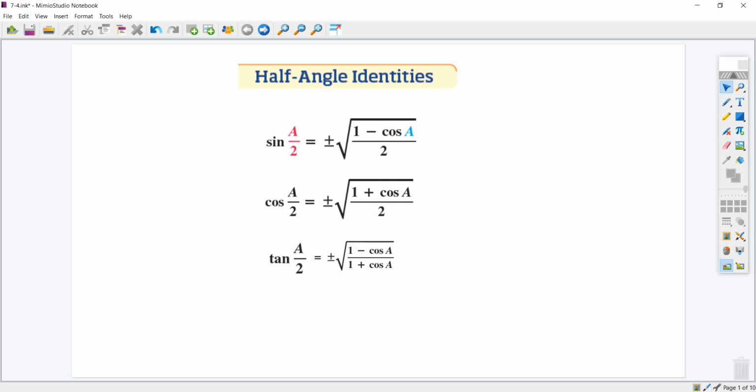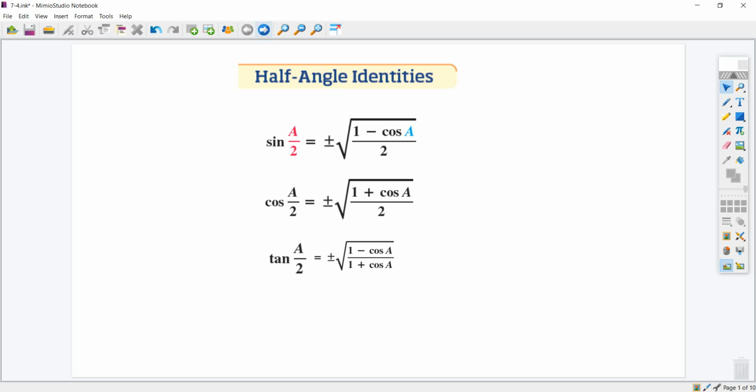So basically sine A over 2, if you are looking for the half of that given angle, is plus or minus the square root of (1 minus cosine A) over 2. Cosine A over 2 is similar, again plus and minus, but this time we have a plus sign inside. And tangent has the minus and plus, like a ratio of 1 minus cosine and 1 plus cosine. So these are the three that we may need to use for some questions.